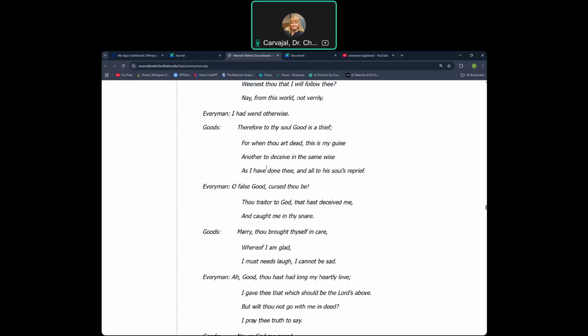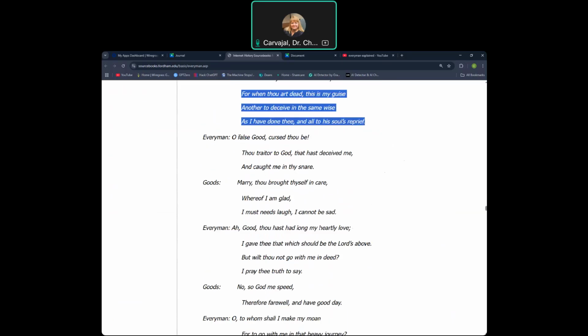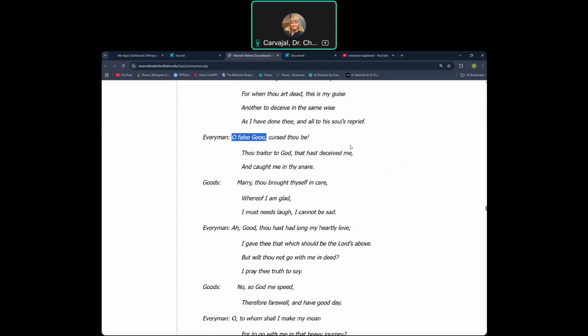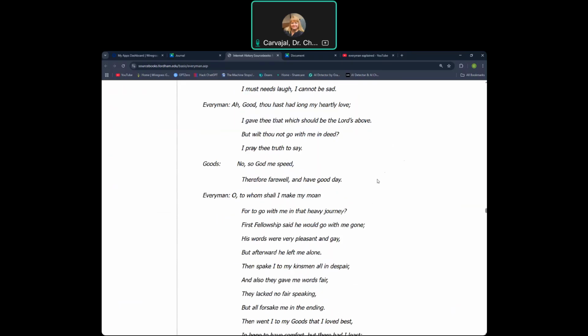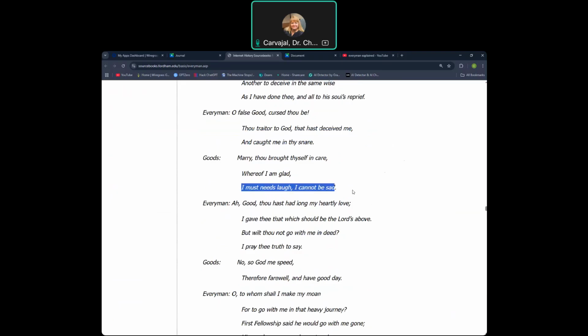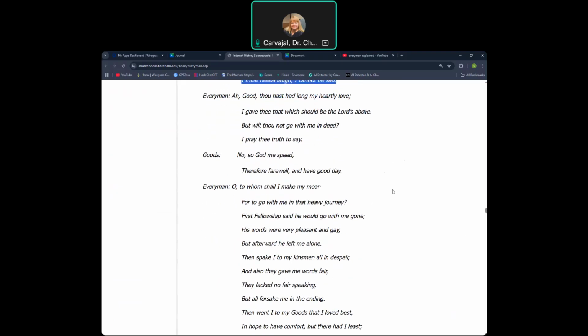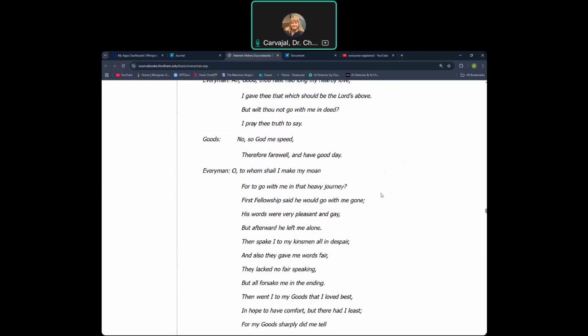And so when you are dead, this is my guise, another to deceive in the same wise. And my wealth will go to somebody else, and they will be deceived too. And he is false good. He's false. He's a bad thing. So this guy actually put so much of his energy into gaining something that wasn't even good. Thou traitor to God that hast deceived me and caught me in thy snare. And he says, you did this willingly. And the goods even says, I must needs laugh. I cannot be sad. Oh, and he's all mad, but I mean, it kind of makes sense though.